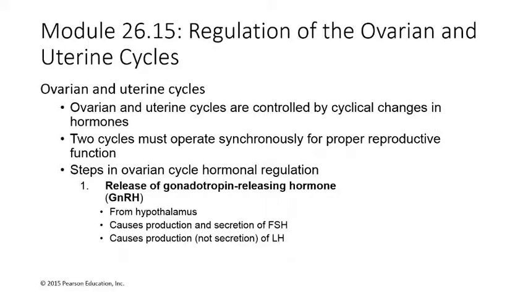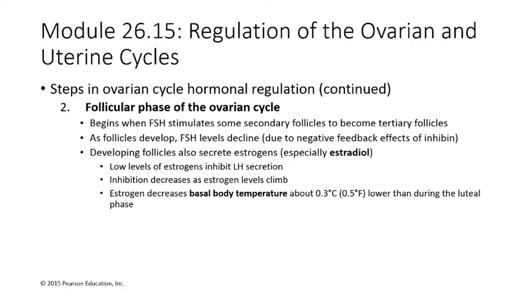So the ovarian cycle will begin by the release of GnRH, gonadotropin releasing hormone. This is released from the hypothalamus and is going to go to the anterior pituitary. The anterior pituitary will then release FSH and cause production of LH. This will begin the follicular phase of the ovarian cycle. So the FSH is going to stimulate secondary follicles to become tertiary follicles, and as the follicles develop, FSH levels will decline through a negative feedback.